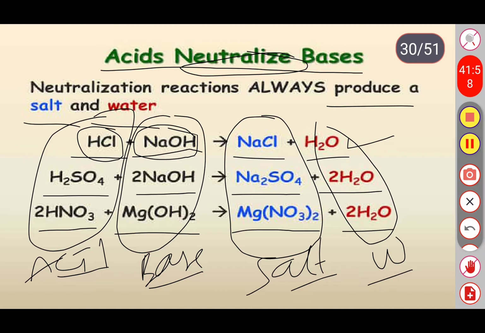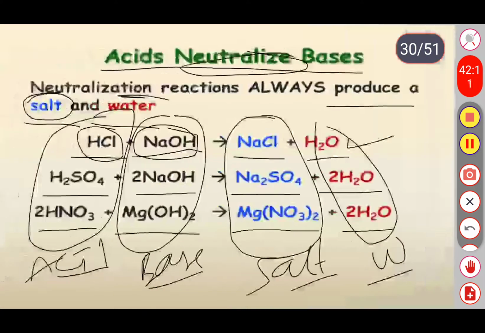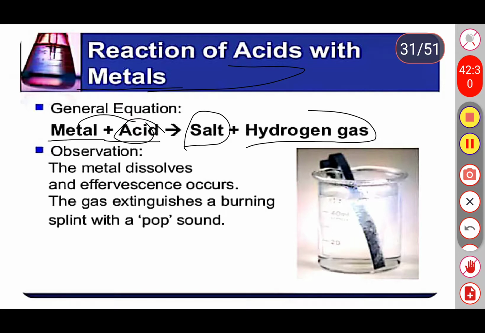Now the second type of reaction: reaction of acids with metals. How will acids react with metals? When metals react with acids, or an acid reacts with metals, it always forms salt and hydrogen gas. The hydrogen gas is liberated. This is the most important question. What happens when acid is combined with metals? Whenever an acid is combined with a metal, it forms salt and the liberation of gas.